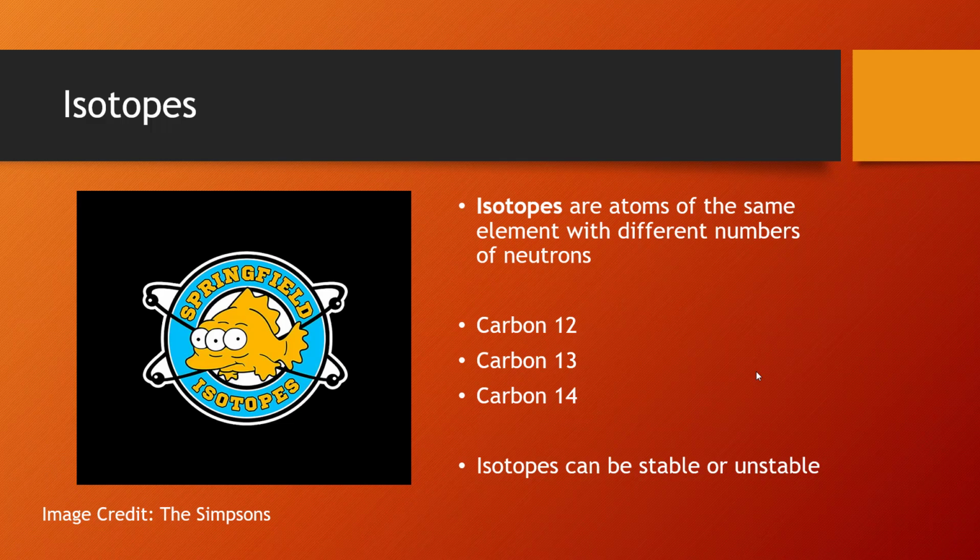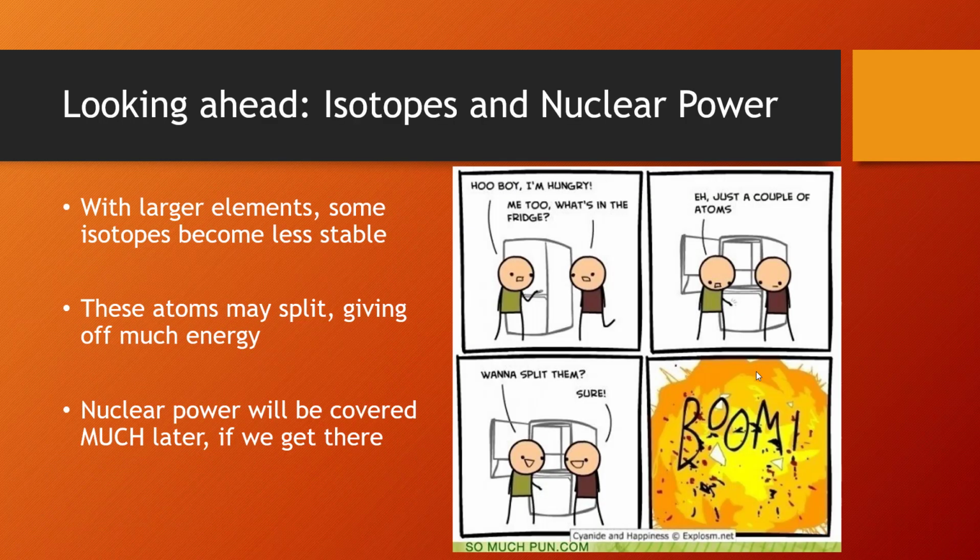Carbon comes in at least 3 forms, at least 3 isotopes. The most common one by far is carbon-12. Then we also have carbon-13, which has 7 neutrons instead of 6, and carbon-14, which has 8 neutrons instead of 6. And isotopes can be either stable or unstable, and how stable and how unstable they are matter for nuclear power, nuclear chemistry, and a lot of the things we're going to cover, maybe, even if we even get there during this high school class.